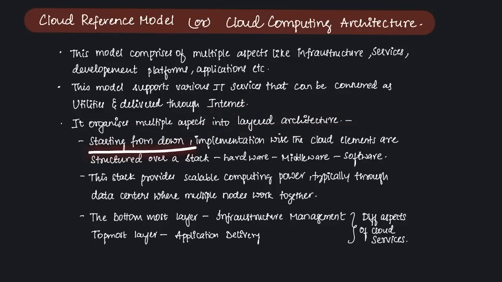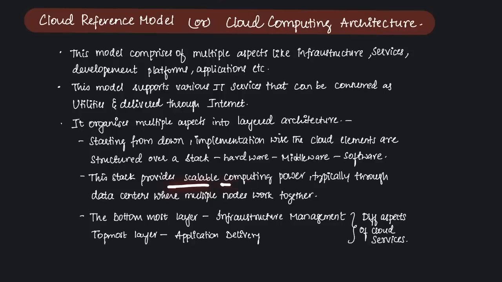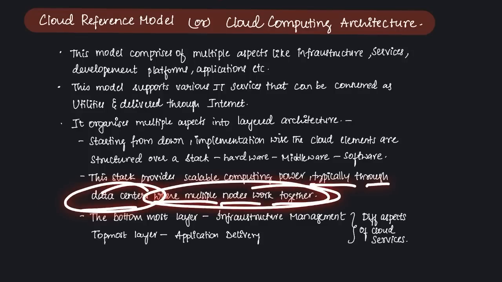Starting from down, at the bottommost we have the physical infrastructure. Then moving upwards, implementation wise, the cloud elements are structured over the stack: hardware first, then middleware, then software. This stack provides scalable computing power. From the computational aspect, it provides good computation power, typically through data centers where multiple nodes work together.